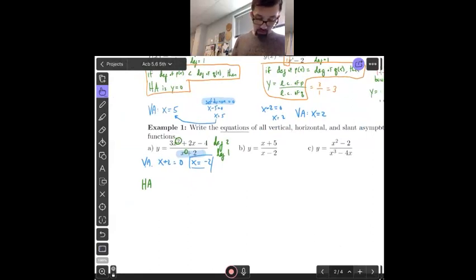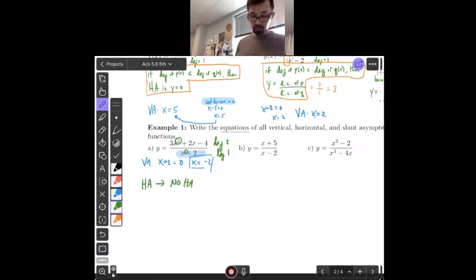So since it is higher, there is no HA. This graph would not have a horizontal asymptote. What we have instead is a slant asymptote. Since the degree of the numerator is 1 more than the degree of the denominator, that means there's a slant asymptote.